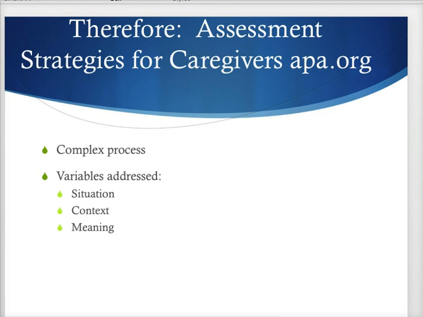The context: where are they in their development, are they taking care of young children, late life family, what are their capacities, personalities, and willingness to take on new roles, and what does the family system look like? And then the meaning, or what are the family's previous experiences providing care to an ill or disabled loved one.